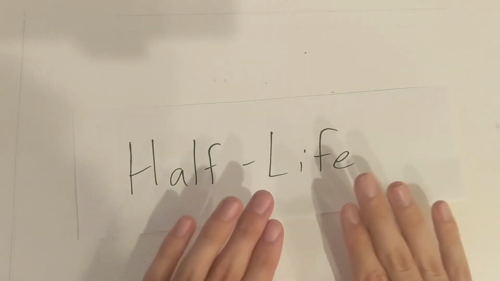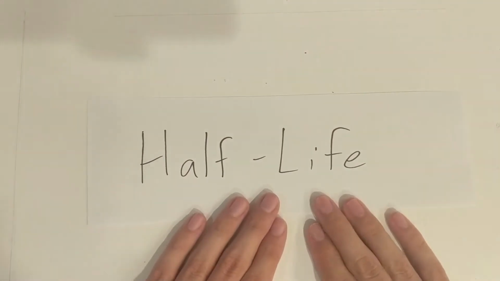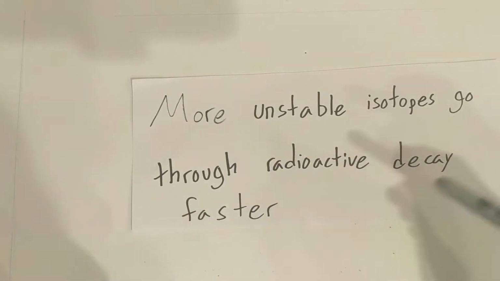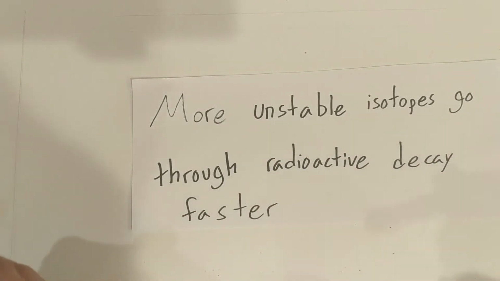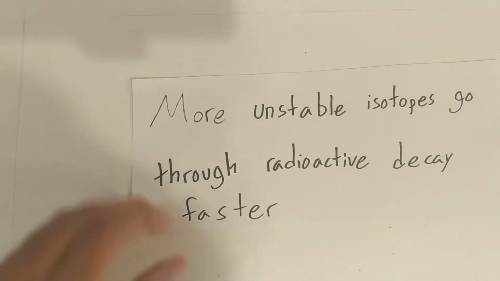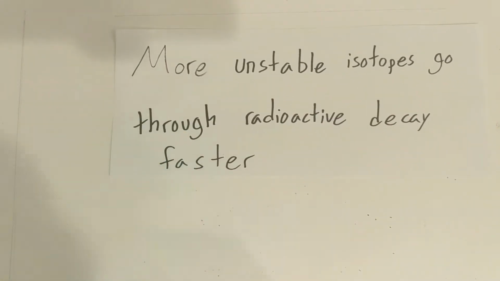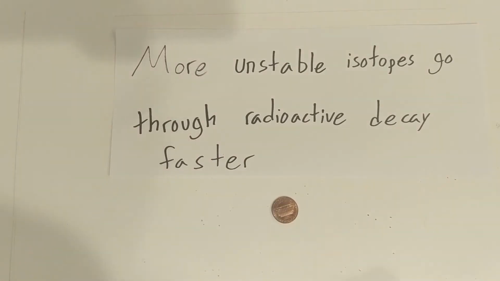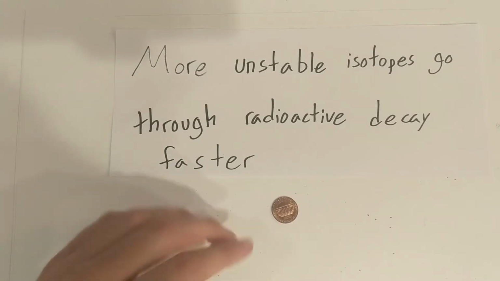This is going to be just a short video describing what half-life is. So in an earlier video, I mentioned that the more unstable an isotope is, the faster that they go through radioactive decay. And this is true, but if I have just one atom of isotope, it's impossible to say exactly when it's going to go through radioactive decay. I can't say exactly when my unstable atom is going to decay into another element.